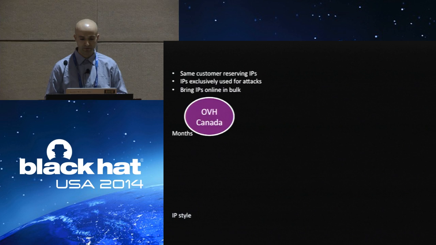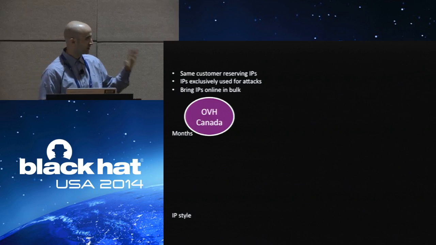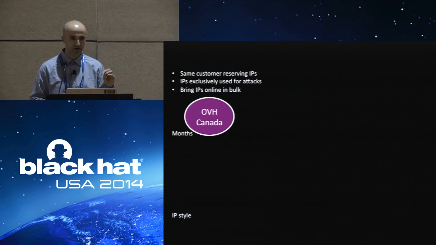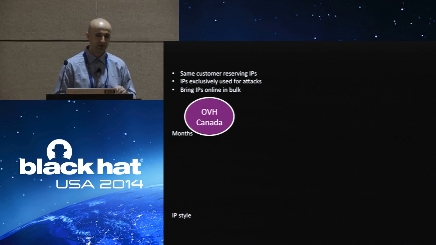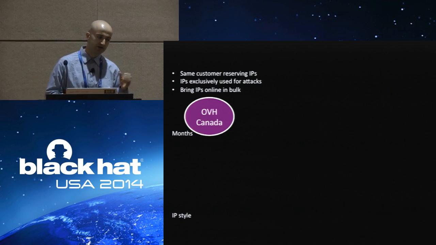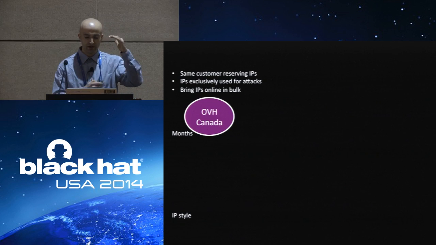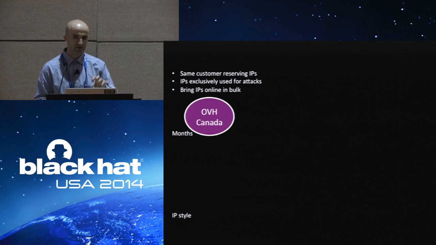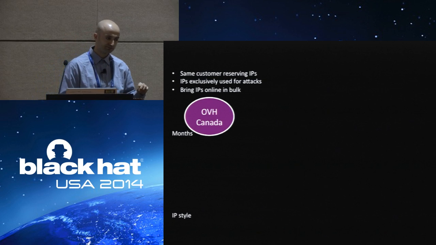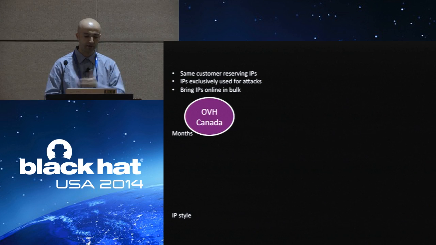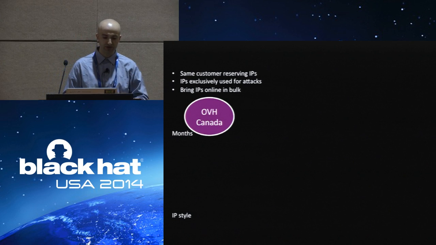So for that, we'll take an example, which was the Nuclear exploit kit domains and how they were hosted a few months ago. For several months, back in summer and fall of 2013, OVH Canada was the most abused one. In that case, we saw a small number of customers reserving these sub-allocated ranges. When I say sub-allocated ranges, I mean /28, /29, /30, that are within large prefixes. And then these IPs were exclusively used for these attacks.